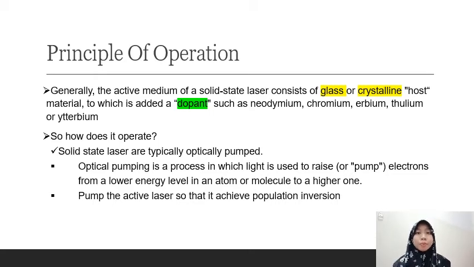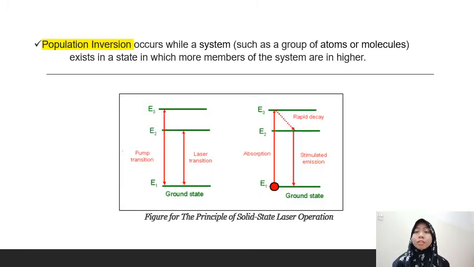So what is optically pumped? Optically pumped is a process where light is used to raise up or to pump the electron from a lower energy level to a higher one, so that the molecule or the atom achieves population inversion. Okay, and population inversion is a state where the number of electrons or a group of atoms or molecules is in a higher number of members.